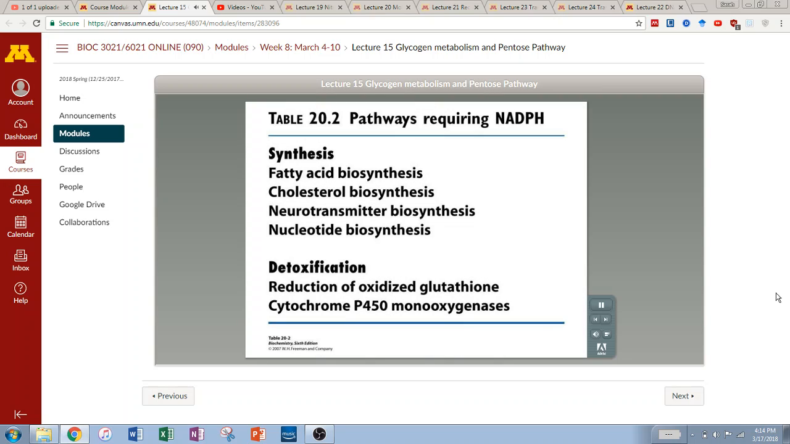Most anabolic biosynthetic pathways are also reductive. That is, the products of biosynthesis are generally more reduced, having a higher percentage of hydrogen atoms than the starting materials. The reducing power for anabolic pathways comes from NADPH. Fatty acid biosynthesis and nucleotide biosynthesis are examples of anabolic pathways that utilize NADPH.